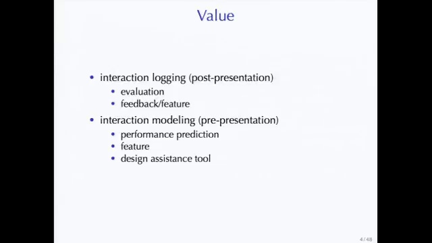Now, interaction modeling, what is the value here? The value with interaction modeling has to do with what I'm calling the pre-presentation phase. So what value does the model have before I've ever actually presented this interface to any users? So for one, it gives me automated system performance prediction capabilities. Okay, so if I know that there's some relationship between the user's interactions and system performance, then being able to predict users' interaction given a certain presentation or interface, I can then make predictions about how well that decision is going to actually perform.